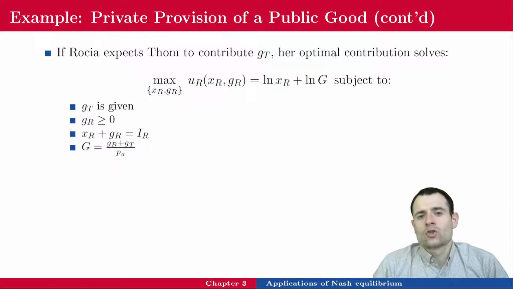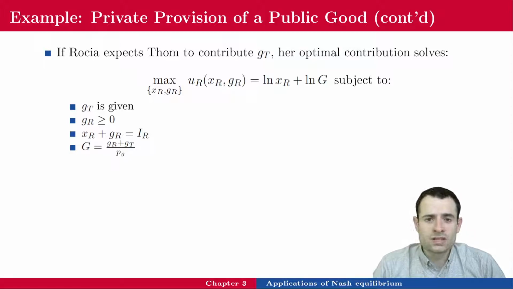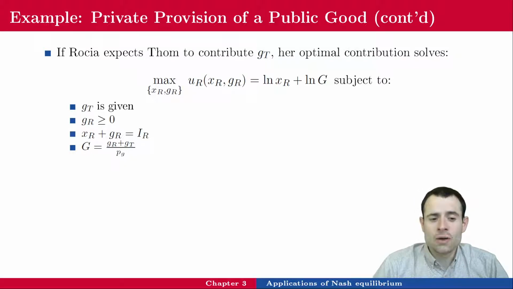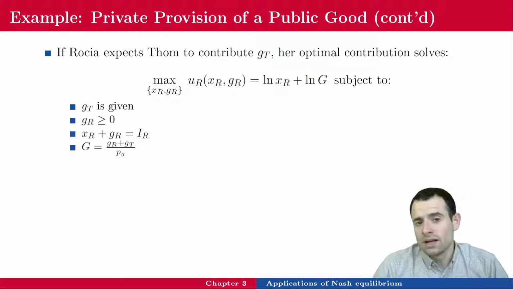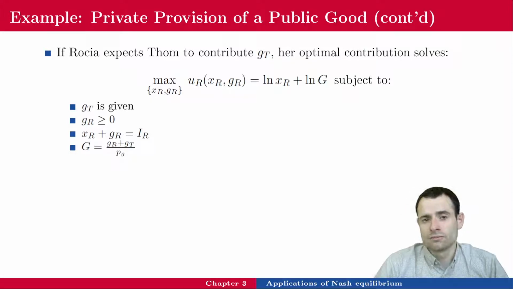Yes, there is one more constraint: remember, the amount of public good that can be purchased will be equal to the sum of the contributions divided by the price of 1 unit of the public good.